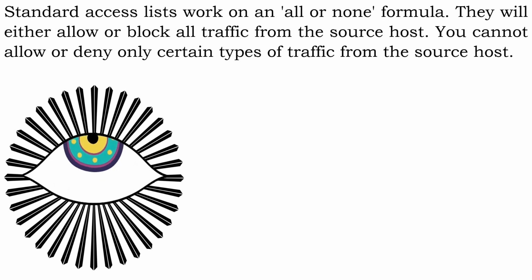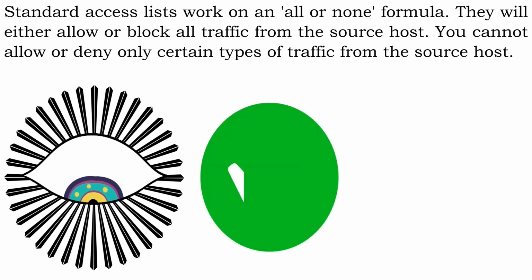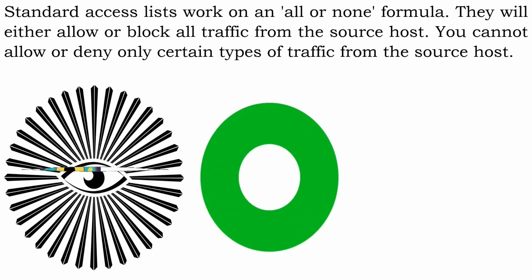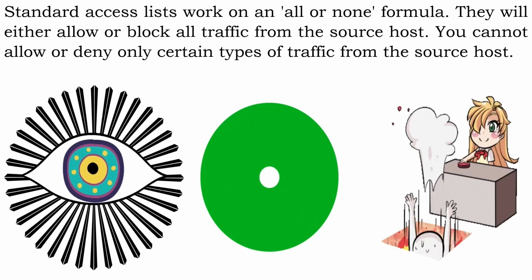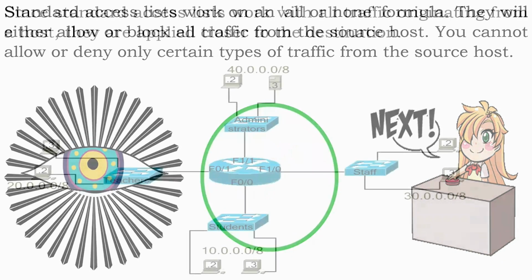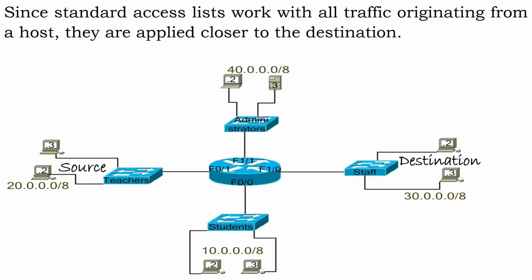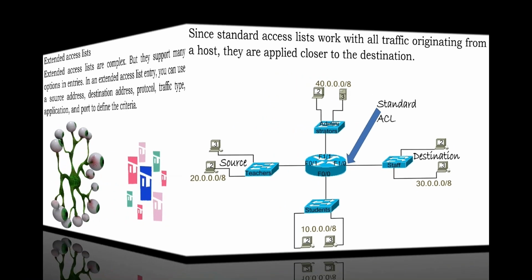Standard access lists work on an all or none formula. They will either allow or block all traffic from the source host. You cannot allow or deny only certain types of traffic from the source host. Since standard access lists work with all traffic originating from a host, they are applied closer to the destination.